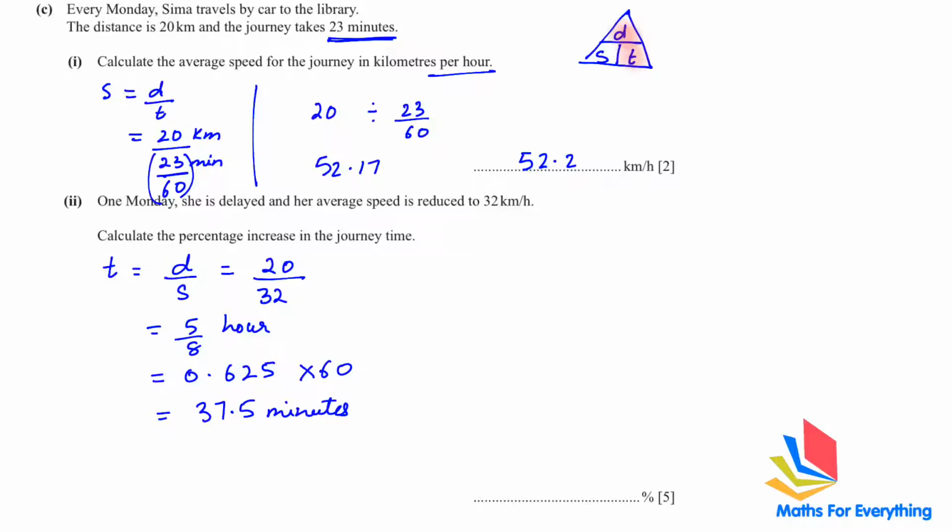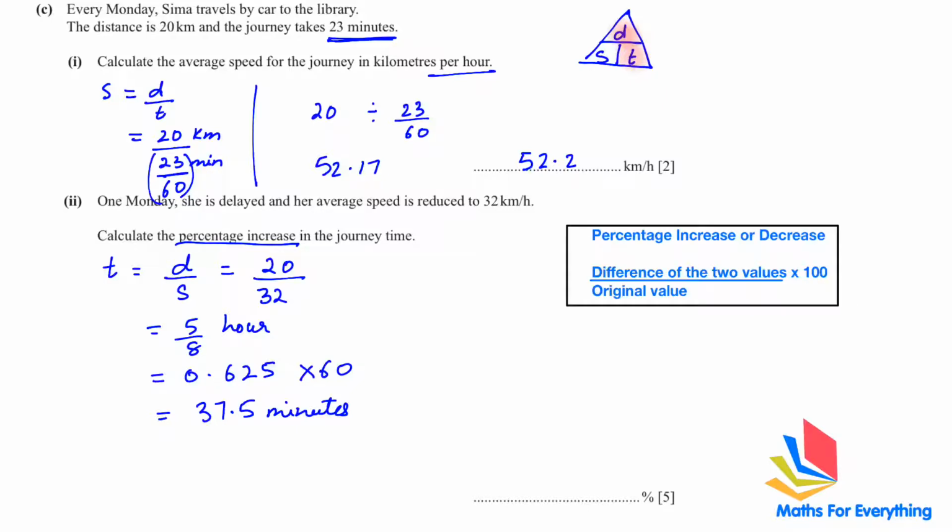Now that you have got your minutes, you have to find the percentage increase in the journey. Whenever you have to find the percentage increase or decrease, we use a formula. Difference of the two values divided by the original value times by 100. So this is something you need to remember.